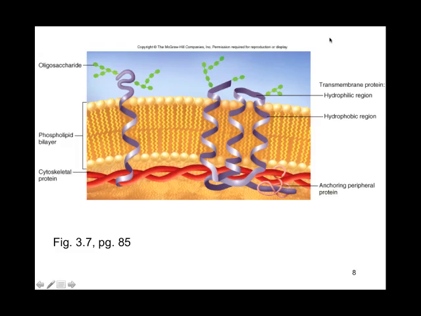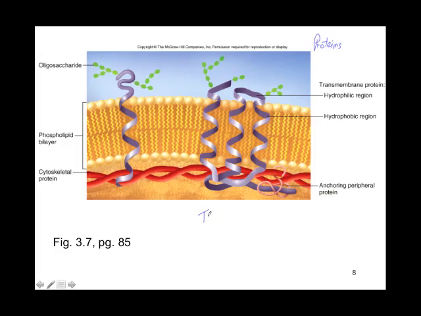Now, there are also proteins associated with the plasma membrane. We talked about proteins before in Chapter 2. If you need to, go back and review those proteins. And we have several different classifications of proteins that are part of the plasma membrane.